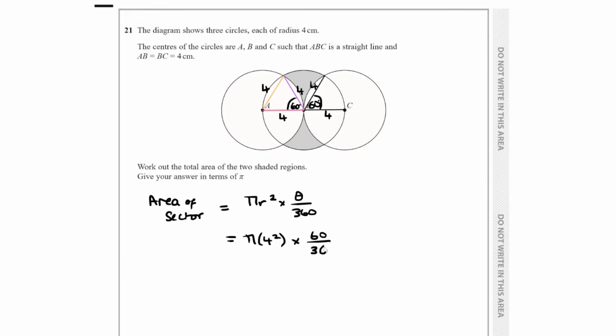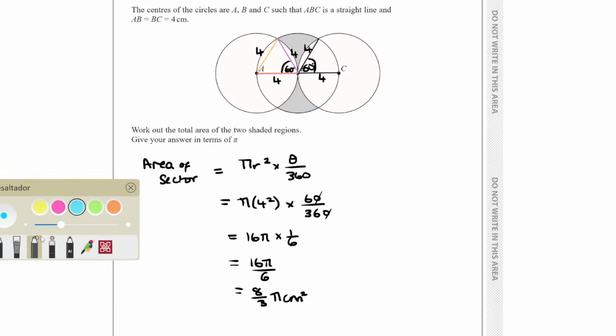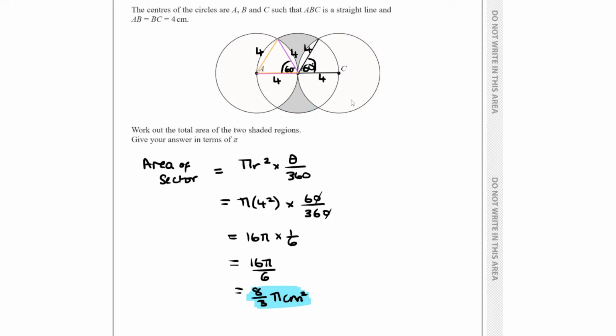So just go through and rearrange that, simplify it. That'd be 16 pi. This would simplify if I knock off the zeros to 1 over 6. So 16 over 6 pi. You could simplify that further if you want. That's 8 over 3. If I highlight it, we can see that is 1 sector, this bit here.